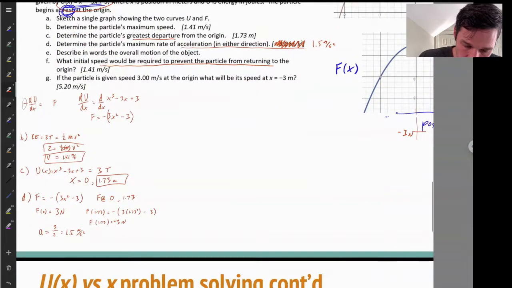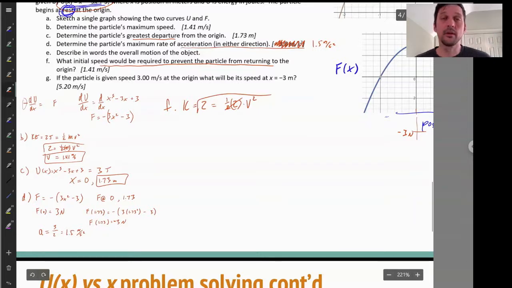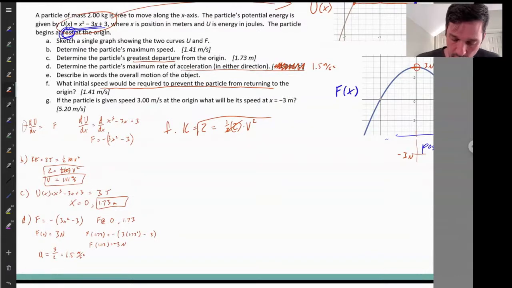So for part F, the kinetic energy needed to get over the hump would be 2 joules, and that would be equal to 1/2 m, the mass, which is 2, times v squared. And so we get 2 equals v squared. Oh, that's familiar math, coincidentally. It just works out the same in this particular case, that the velocity needed, if it had that velocity while going to the left, it would make it over the hump, which would be 1.41 meters per second.